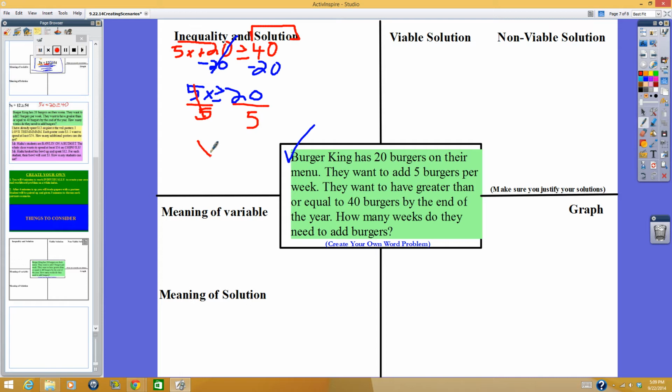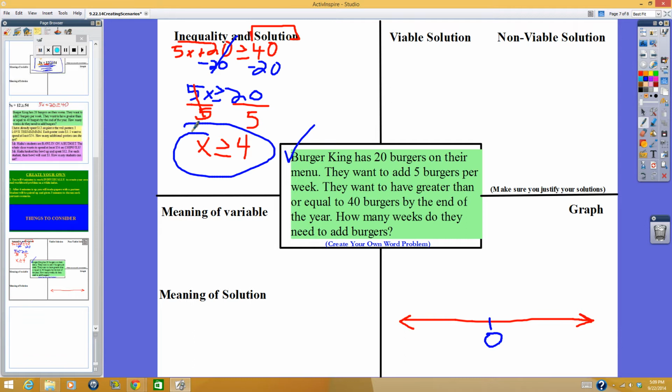And your answer for this will be x is greater than or equal to 4. Okay? For me, I think the easiest thing to do next is to knock out your graph, right? You need a number line. Like I said, you could put in a bunch of numbers if you want, but I think the easiest way to do it is just starting off with 0.